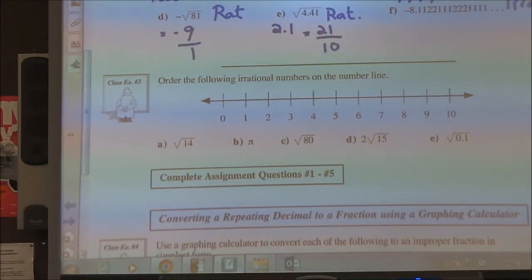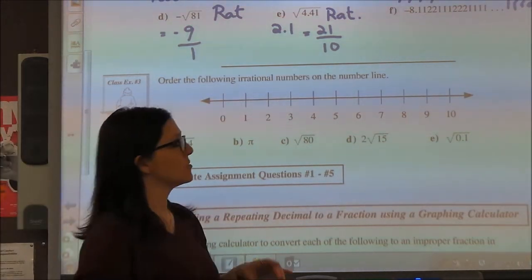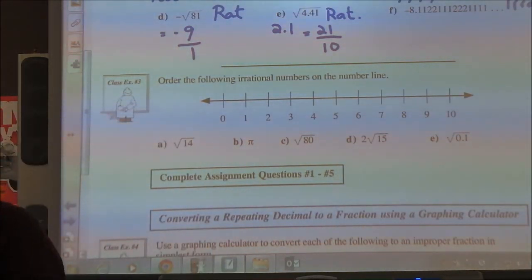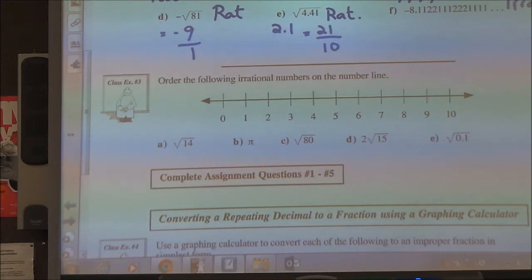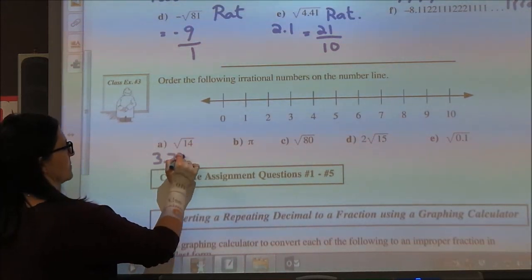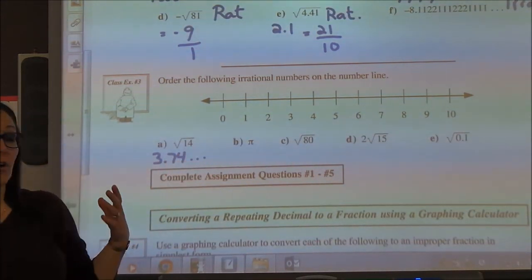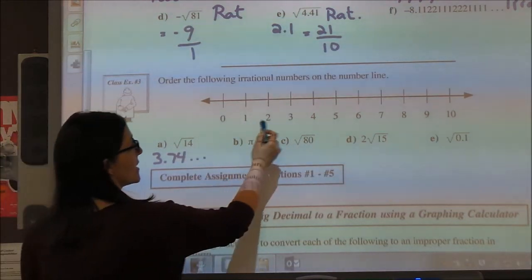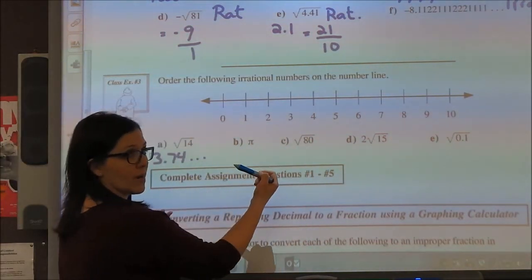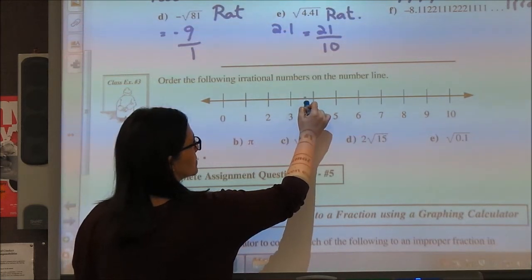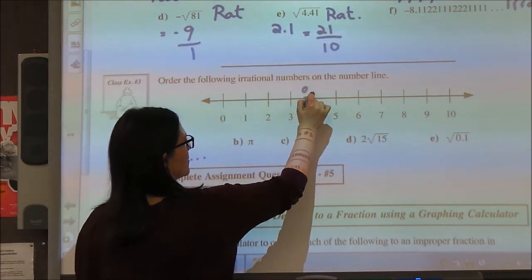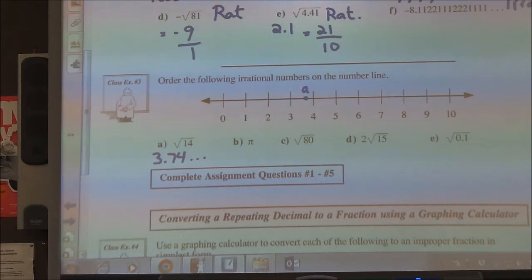Irrational numbers can still go on a number line though. We can look at what their decimal approximations are and we can put them on a number line. So that's what we're going to do with these 5. Square root of 14. If you did that on your calculator, what would be the decimal number that you would get? 3.74165738. So the square root of 14 on my number line would be somewhere between 3 and 4, closer to 4. I'm just going to put the letter A there because it's less room.